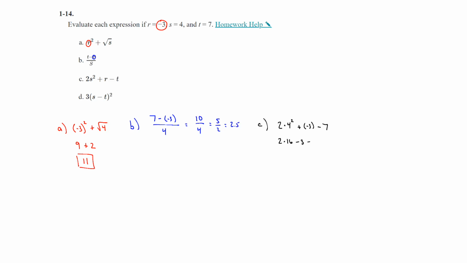Instead of plus negative 3, I'm just going to change it to minus 3. It's the same thing. 2 times 16 is 32. And now we work from left to right. 32 minus 3 is 29. 29 minus 7 is 22.